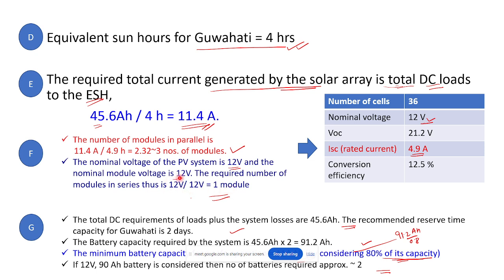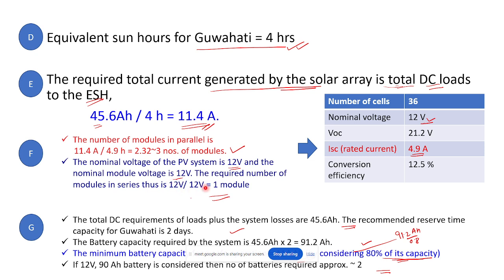So this 12 volt corresponds to your PV system rated voltage, and this 12 volt corresponds to the nominal voltage of your cells, that is, the nominal voltage of your module. Okay, ma'am, thanks, ma'am. Got it?